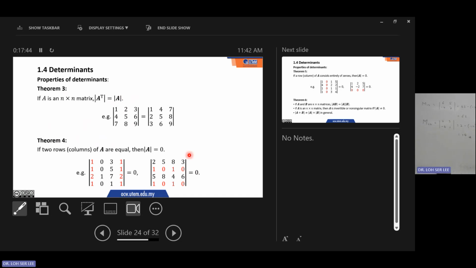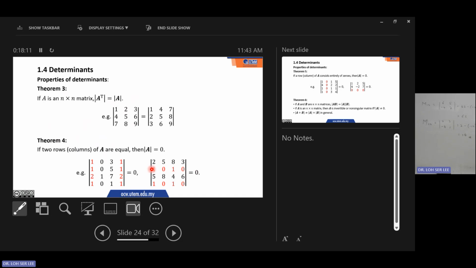Next, theorem number 4: if 2 columns or 2 rows of the matrix are exactly equal, you see 1, 1, 2, 1 and this is also 1, 1, 2, 1, then the determinant will be 0. This one has to do with theorem number 2 just now.